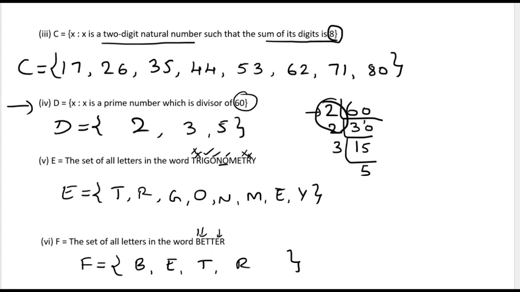We should not repeat the digits, or we should not repeat the numbers. And order of the set doesn't matter. If you write B, E, T, R or T, E, B, R, both are the same. It doesn't matter. If you write T first, E, B, R, order of the elements doesn't matter. You can write it in any order.